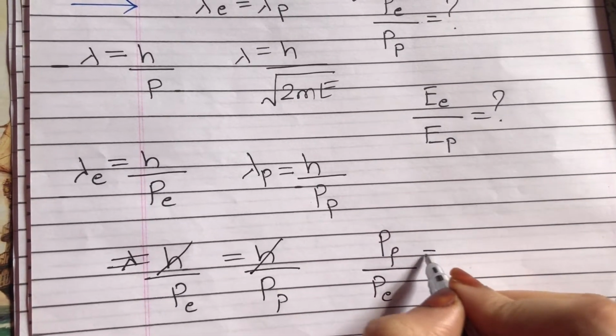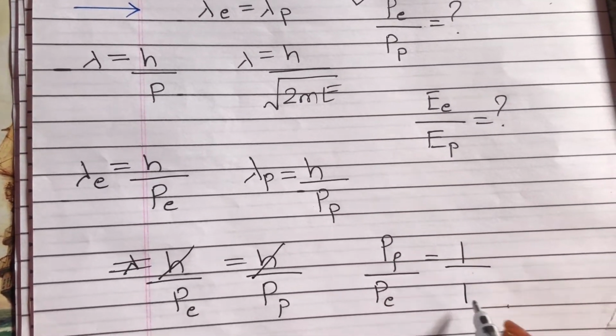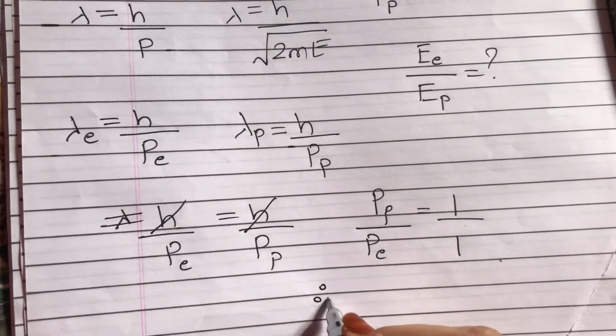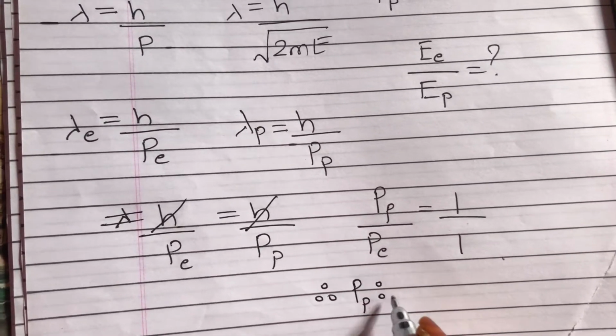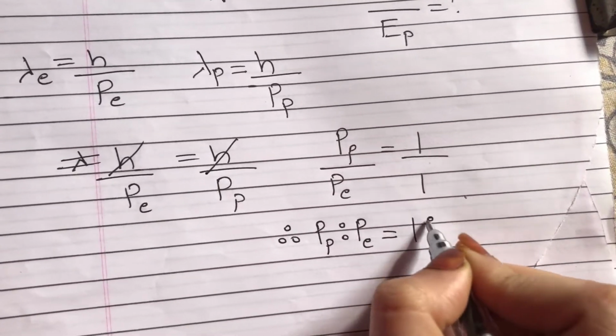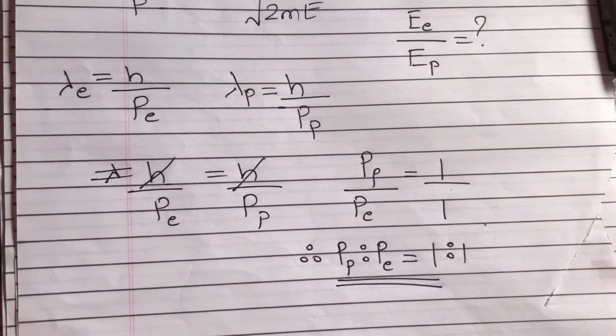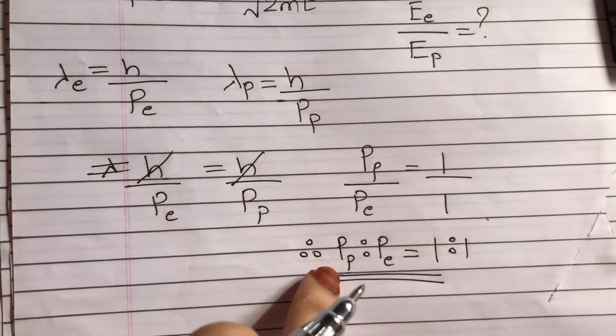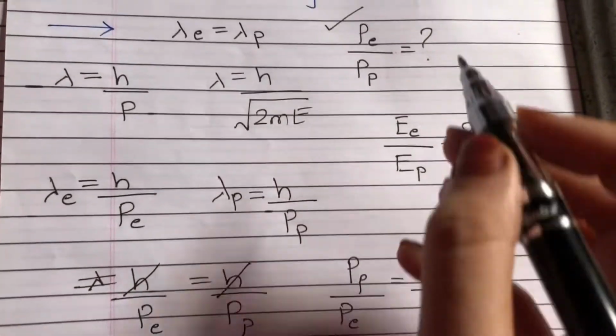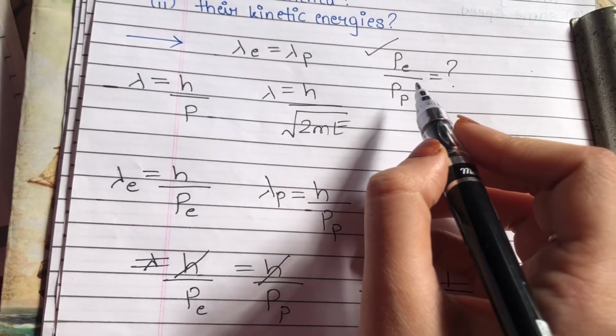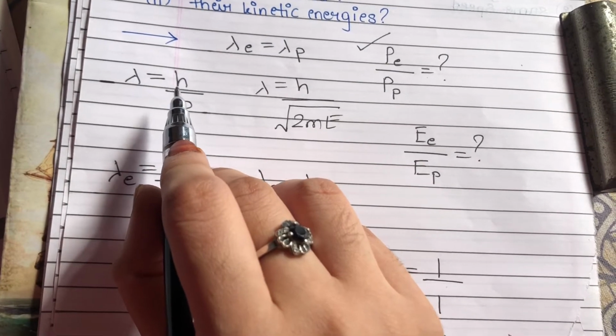So what is left on the right hand side? Just 1. So it is 1 upon 1. Therefore Pp is to Pe is equal to 1 is to 1. Okay, this is the answer. Whenever a ratio is asked, you will have to write the final answer in this format. So for the momentum we have used this formula.